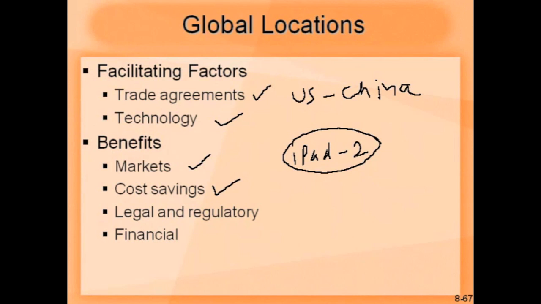It brings cost savings. When a company is located globally, they can reduce a lot of cost. There could be legal and regulatory things which may impact or benefit the company, and also there could be financial benefits.